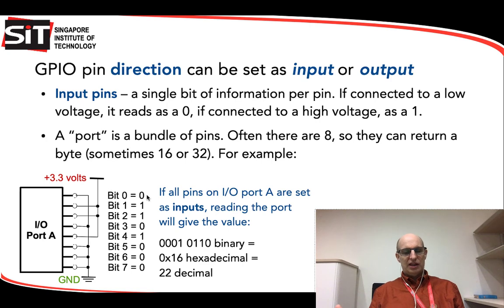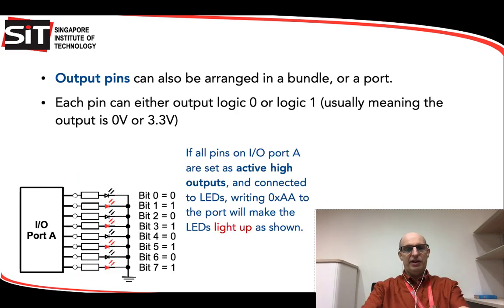Now if I read that in, my CPU would read it as binary, but it would be handled generally inside a program as hexadecimal, so that's 16 hexadecimal, but as humans we like decimal, so that's 22 decimal. And you need to be a little bit familiar with how you convert between binary, hexadecimal, and decimal. It's not difficult, but you should get to the stage where you're quite quick doing it. Okay?